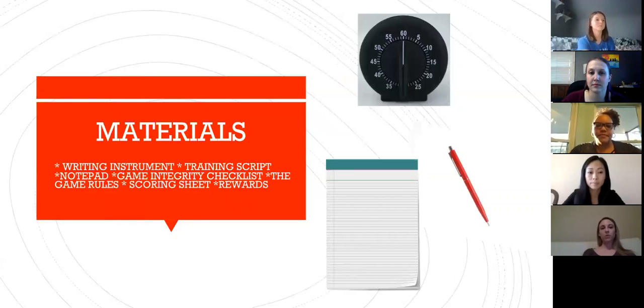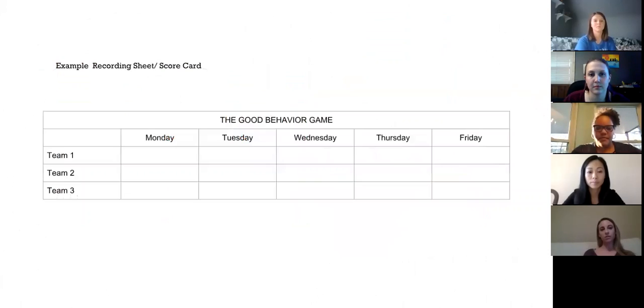There are minimal materials required to implement the good behavior game, and these include a writing instrument, training script, a notepad, game integrity checklist, the game rules, a scoring sheet, and the rewards. This is an example of a recording sheet. As you can see on the left-hand side, it includes all of the teams that are involved in the game. And in the boxes, you will record the points for each team on any given day.